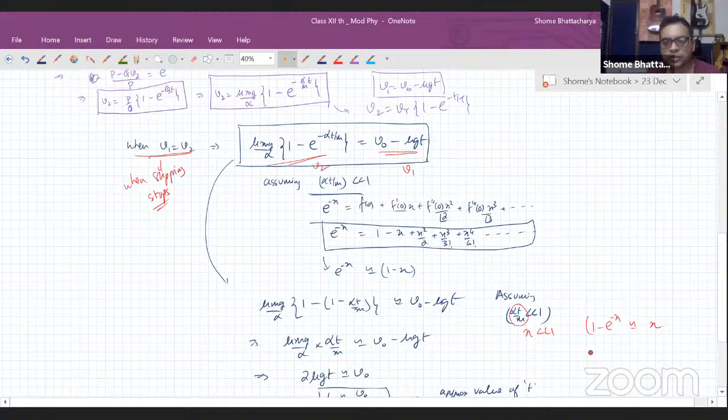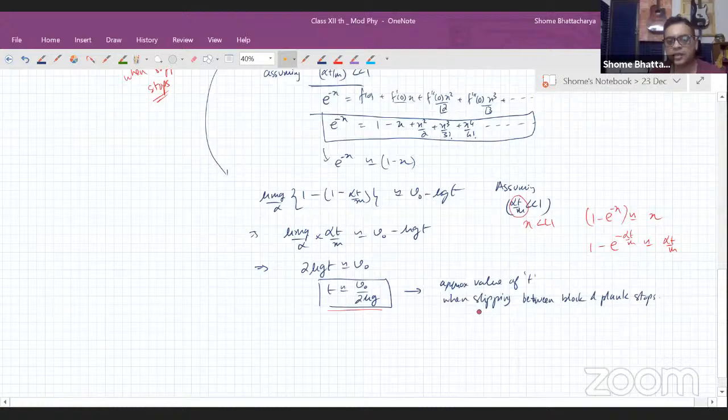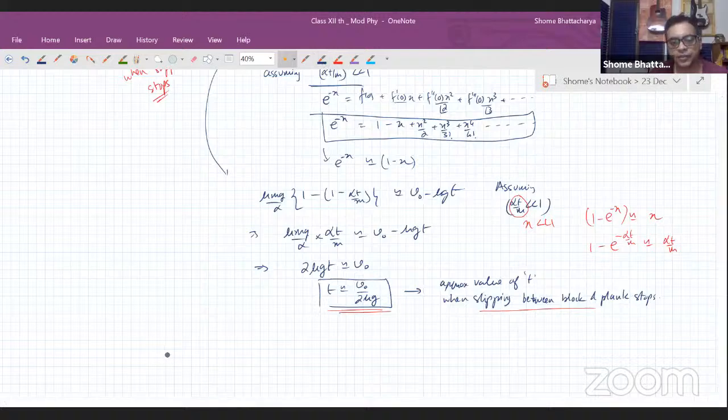Okay, so this whole term 1 minus e raised power minus alpha t by m, we are approximating as alpha t by m, because we are assuming that alpha t by m is small compared to 1. So with that assumption in mind, we are getting this as the value of time at which the slipping stops. Now coming back to the first part of the question, we want to find the displacement of the block in the frame of the wedge.